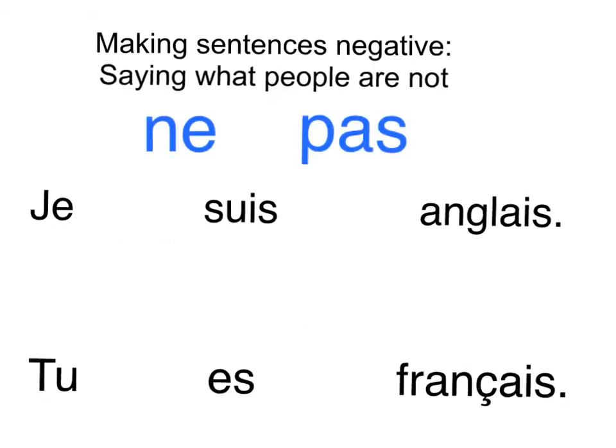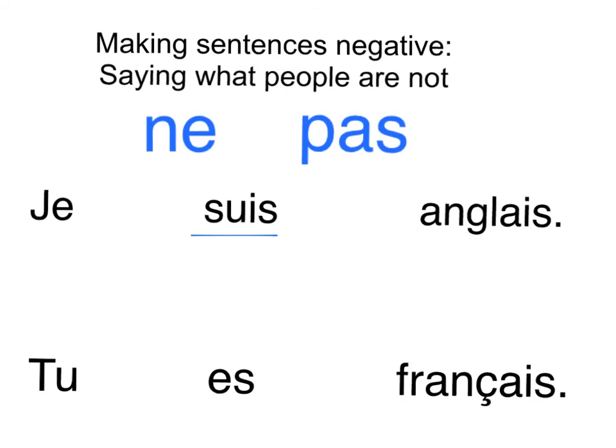Our last bit of information is talking about how to make sentences negative. It's pretty easy to make sentences negative in French. So in order to say what people are not, we're going to use two words. We're going to use the word ne and the word pas. And these words are going to create a sandwich around our verb. So don't forget where your verb is. It's right here. Je suis anglais means I am English.